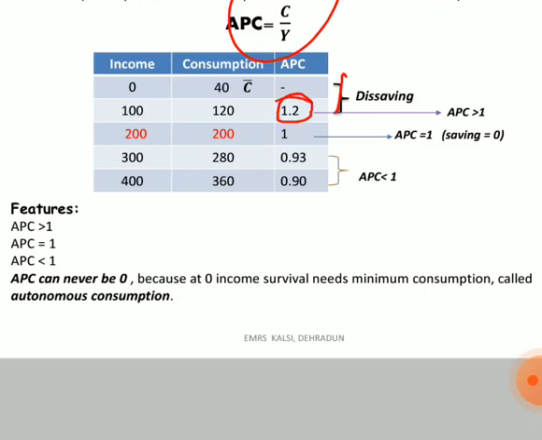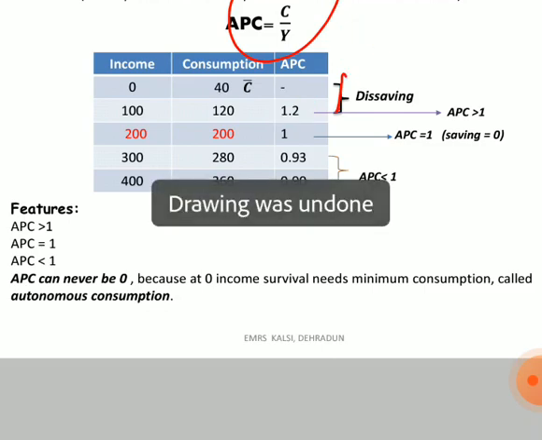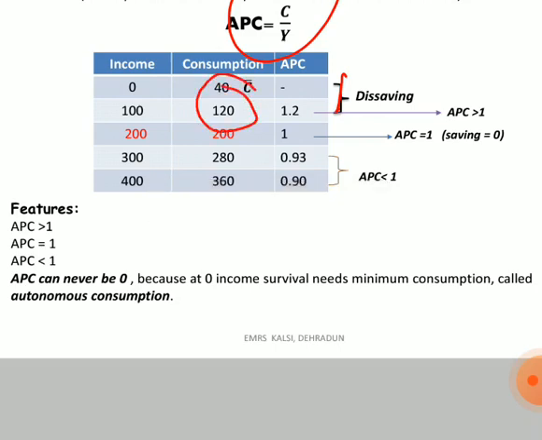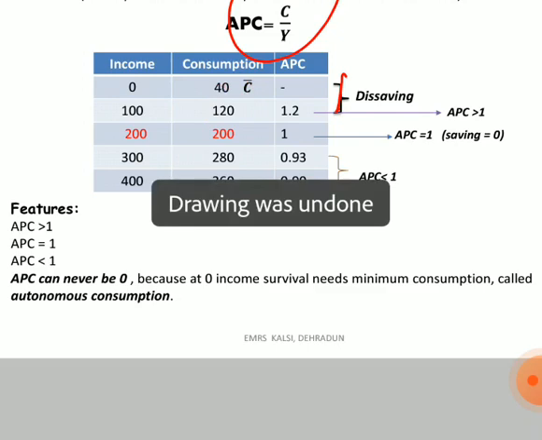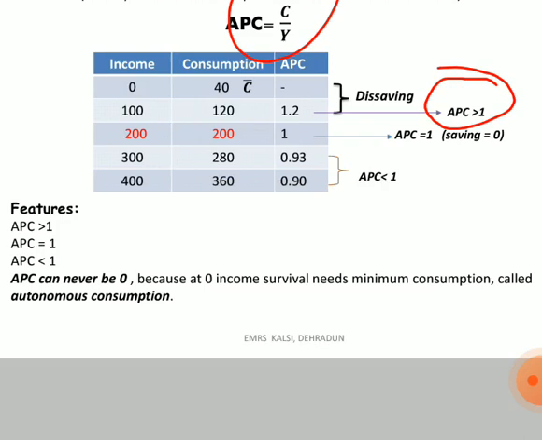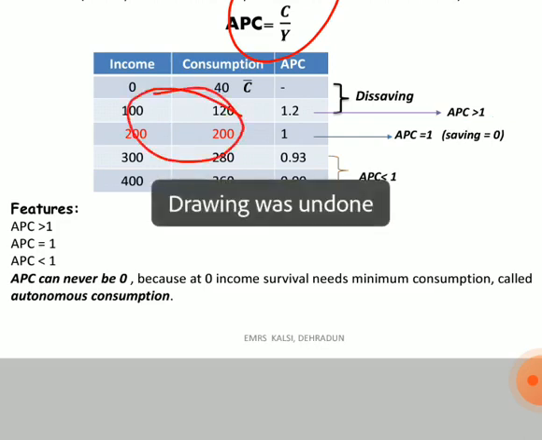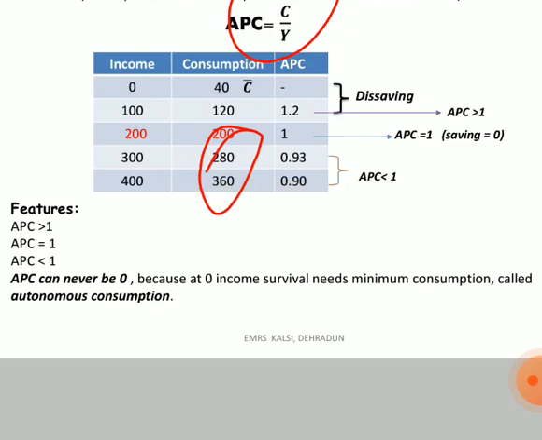When it is greater than 1, then we say APC is greater than 1. When consumption is greater than income, then we say that APC is greater than 1. When consumption is equal to income, then APC is equal to 1. When consumption is less than income, meaning we are earning more and consuming less, then APC is smaller than 1.